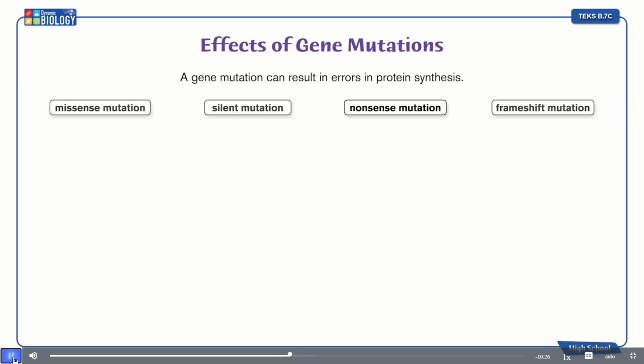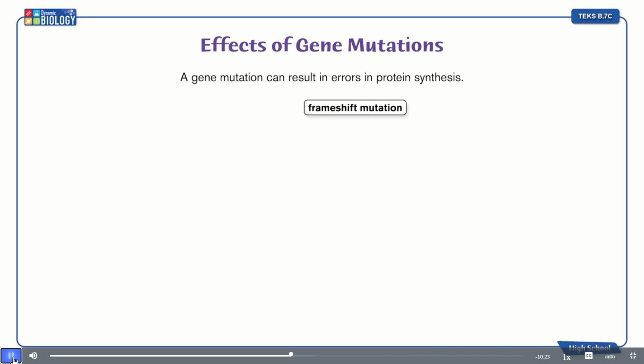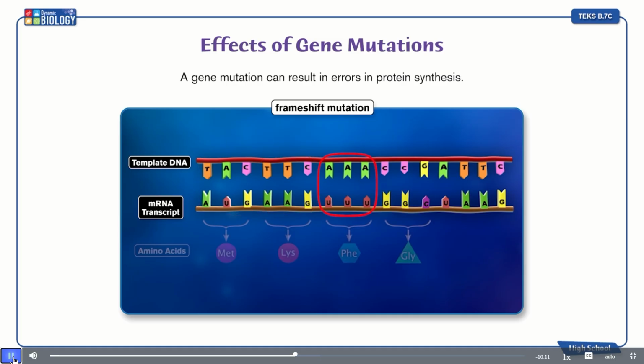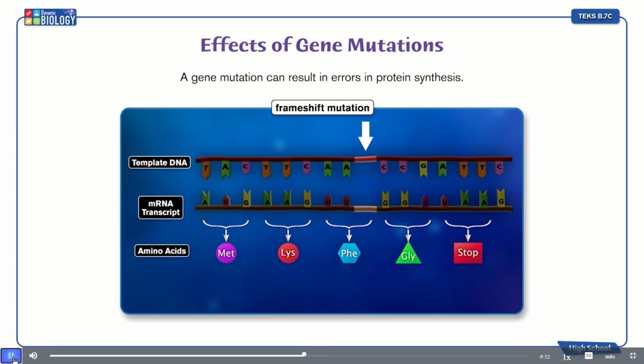Next, let's look at frameshift mutations. In this animation, we can see a template DNA strand and its mRNA transcript. As we know, each of these codons translates to an amino acid as shown, and this codon happens to be a stop codon. Now, what would happen if the template DNA strand had a deletion mutation? Let's watch as the 9th base in the template strand, adenine, is deleted. As a result, the mRNA transcript will be missing a base as well.